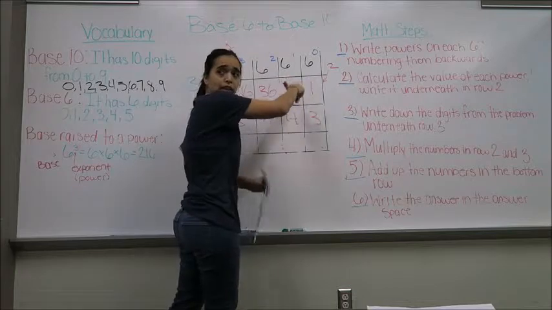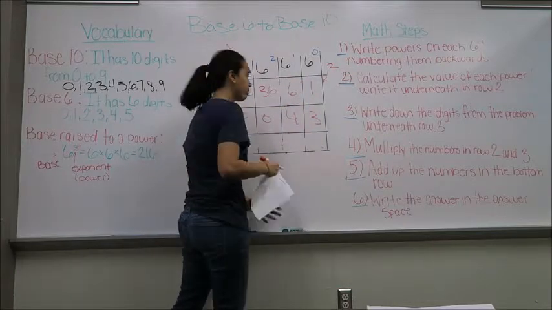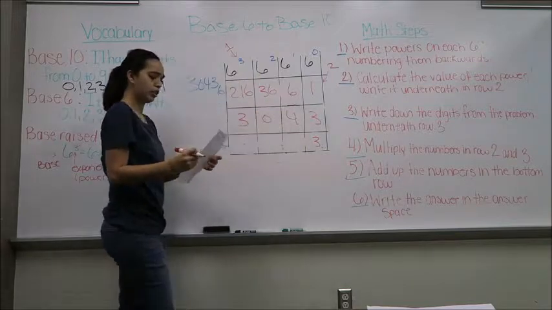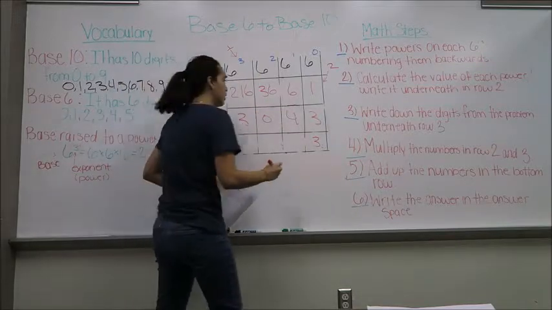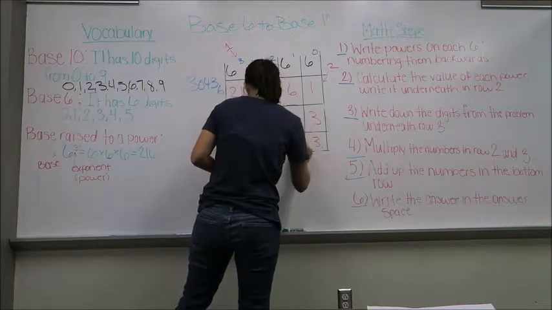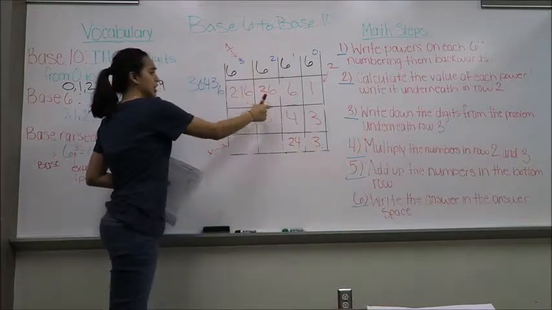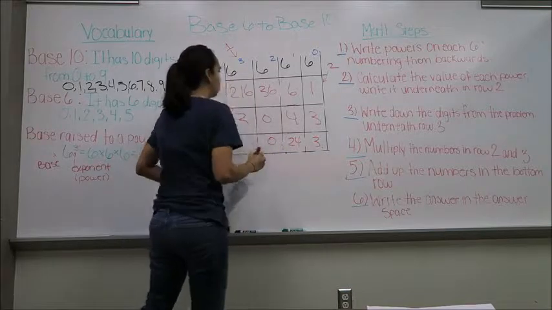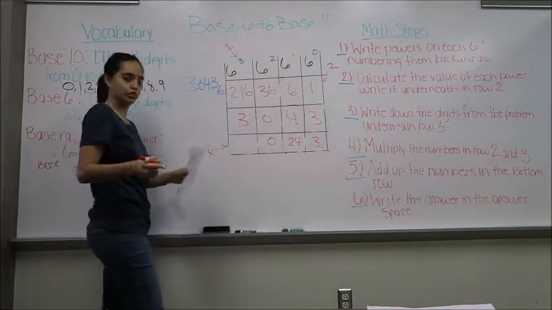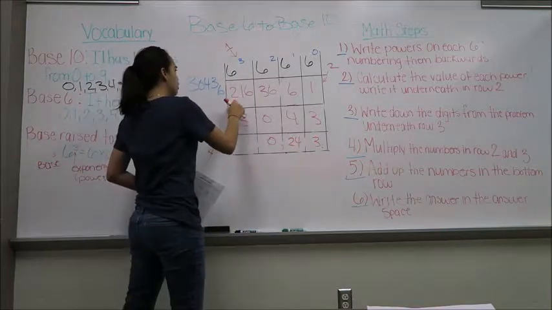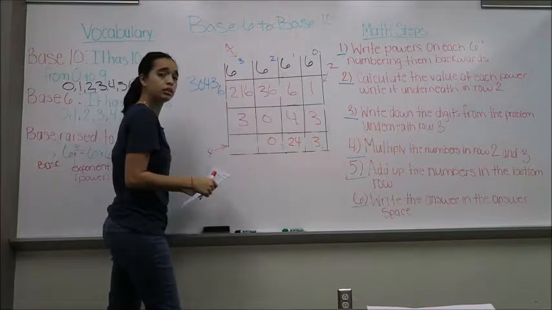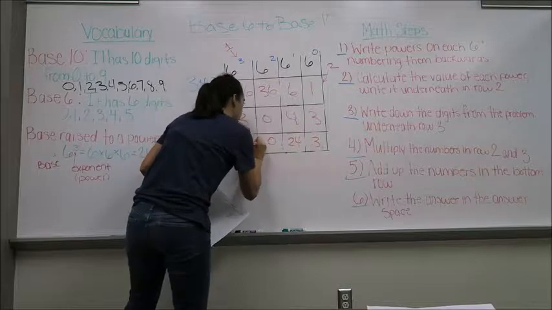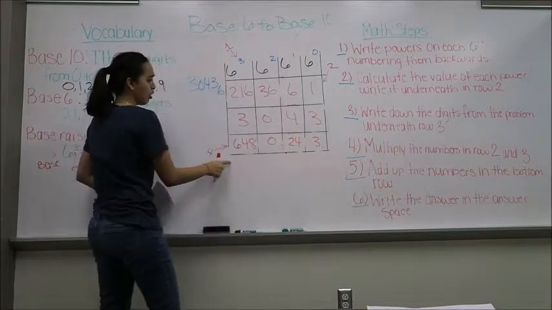1 times 3 is 3. 6 times 4? 24. 36 times 0? 0. Every time you multiply by 0, it's always 0. 216 times 3? 648. Step 5. Remember, you add all of them up.